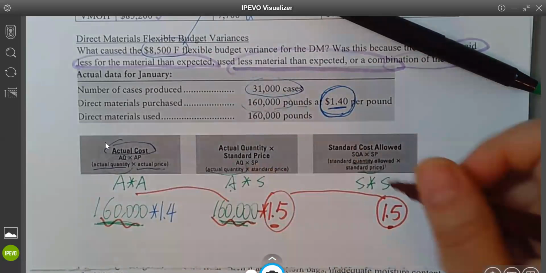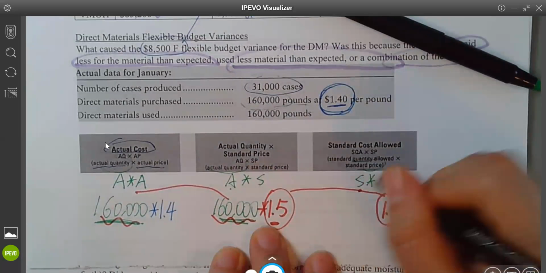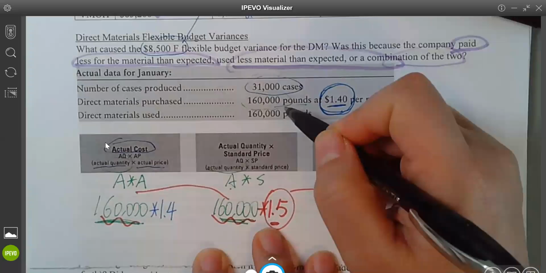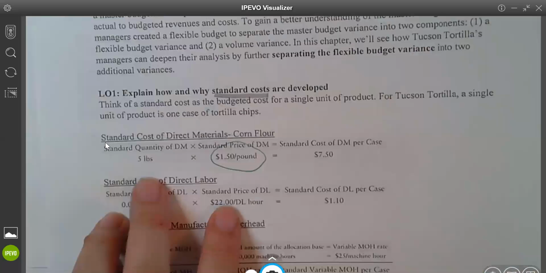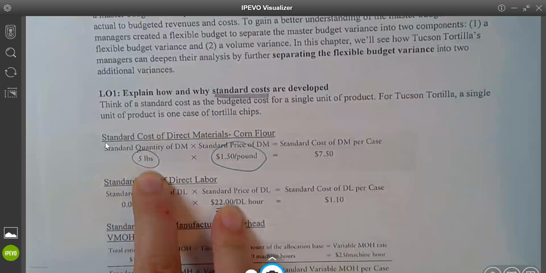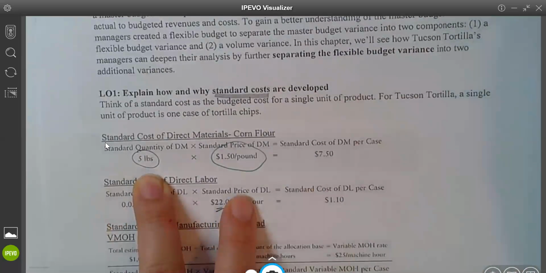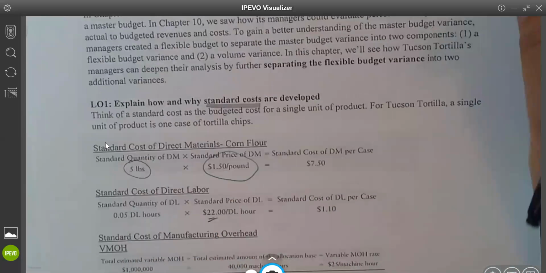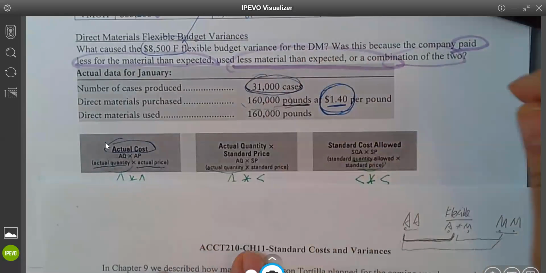So how about our standard quantity? This is the only thing you need a little bit of calculation. What is our standard quantity for the direct material? How many pounds based on the standard? Based on the standard, one case we need 5 pounds. We made how many cases? We produced 31,000 cases.